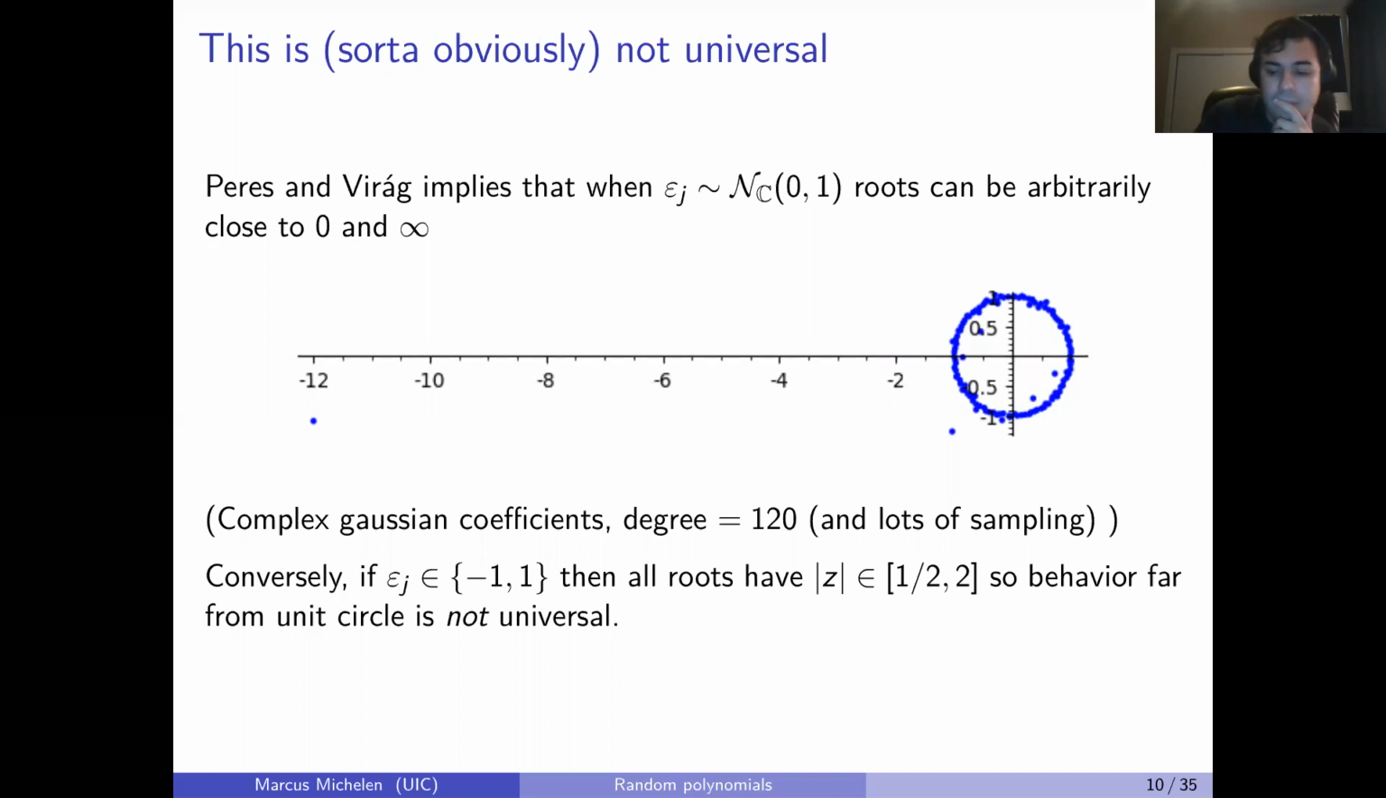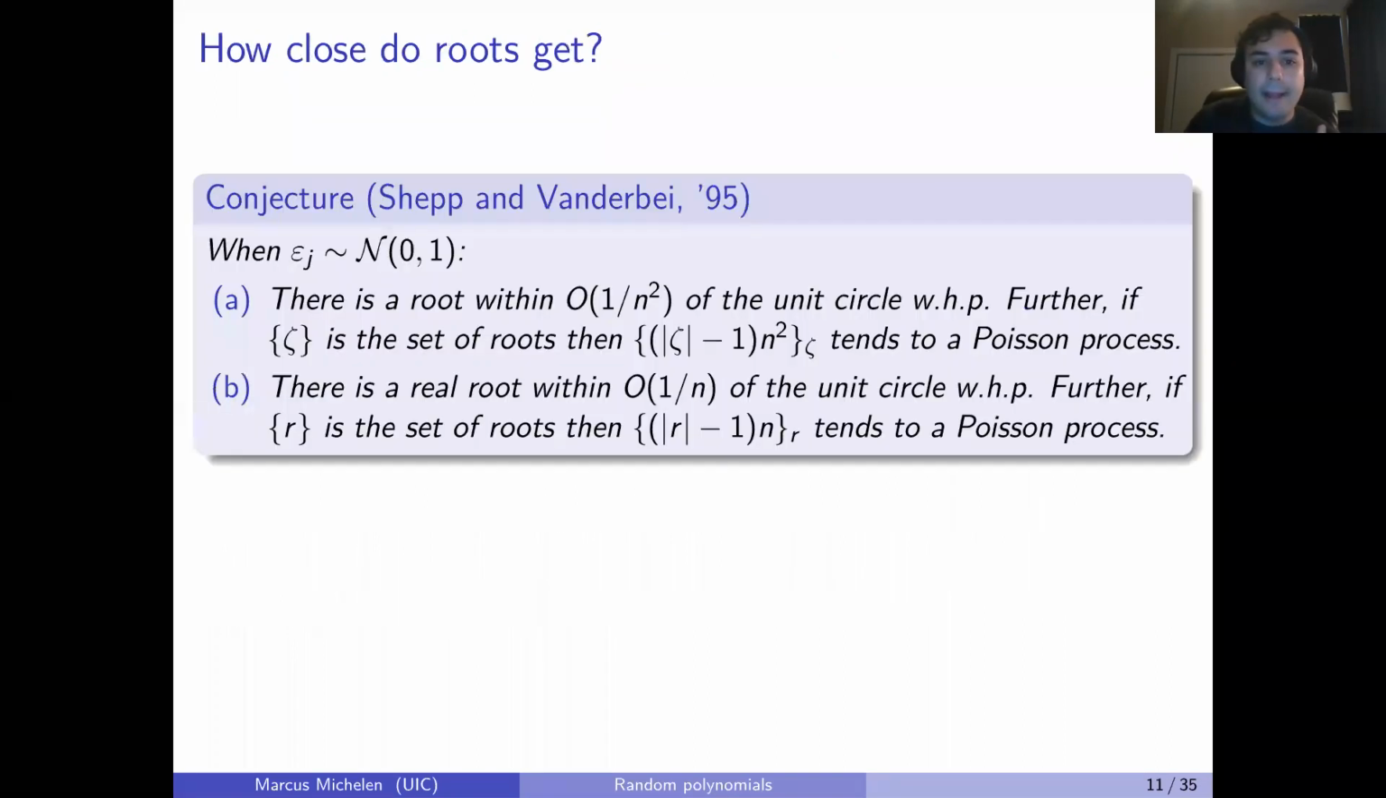Okay, so we've discussed how far roots can get and also how roots typically are. And Shepp and Vanderbei made a conjecture about how close roots can typically get. So they made a pair of conjectures in the same paper from 1995. They conjectured that for the case of Gaussian coefficients, you have a root within 1 over n squared of the unit circle. And if I rescale on the order of 1 over n squared, then the modulus of those roots converges to a Poisson process of some intensity.